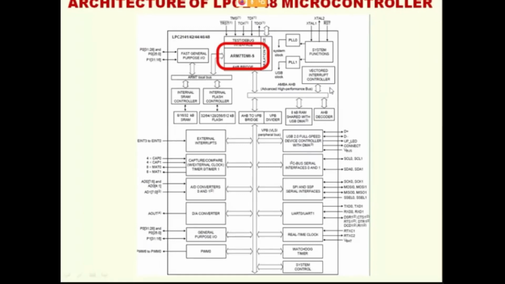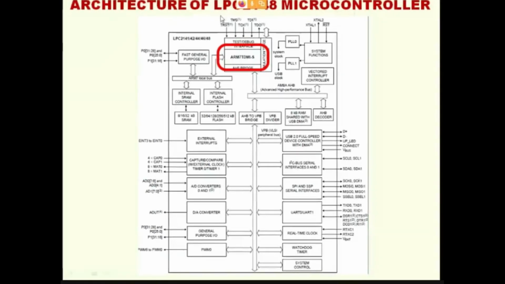This is the block diagram. Look at the screen. This is the block diagram of the LPC2148 microcontroller. In this LPC2148 microcontroller, the highlighted portion is the ARM7 TDMI-S. That means there is a microcontroller which contains a microprocessor, ROM, RAM, parallel port, serial port, timer, and interrupt controller, out of which the microprocessor portion is ARM7. That is, the chief minister is ARM7.